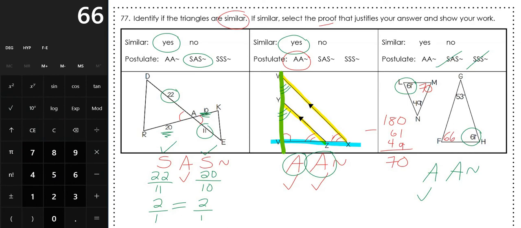So at the end of the day, I only have 1 pair of angles that are congruent. I do not have the second pair. So I cannot say that these 2 triangles are similar. The answer is no, even though I tried to use AA similarity. It's just that the AA similarity postulate said no, they are not similar. You don't have enough information. Okay, let's move on.